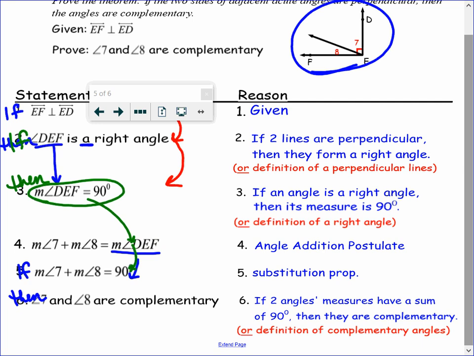So if you remember in chapter 2 in the helpful hints list, I presented to you that if you're going from a measure to a word, it tends to be a definition. Not always, but it tends to be a definition. So go ahead and pause the video and join us on example C.